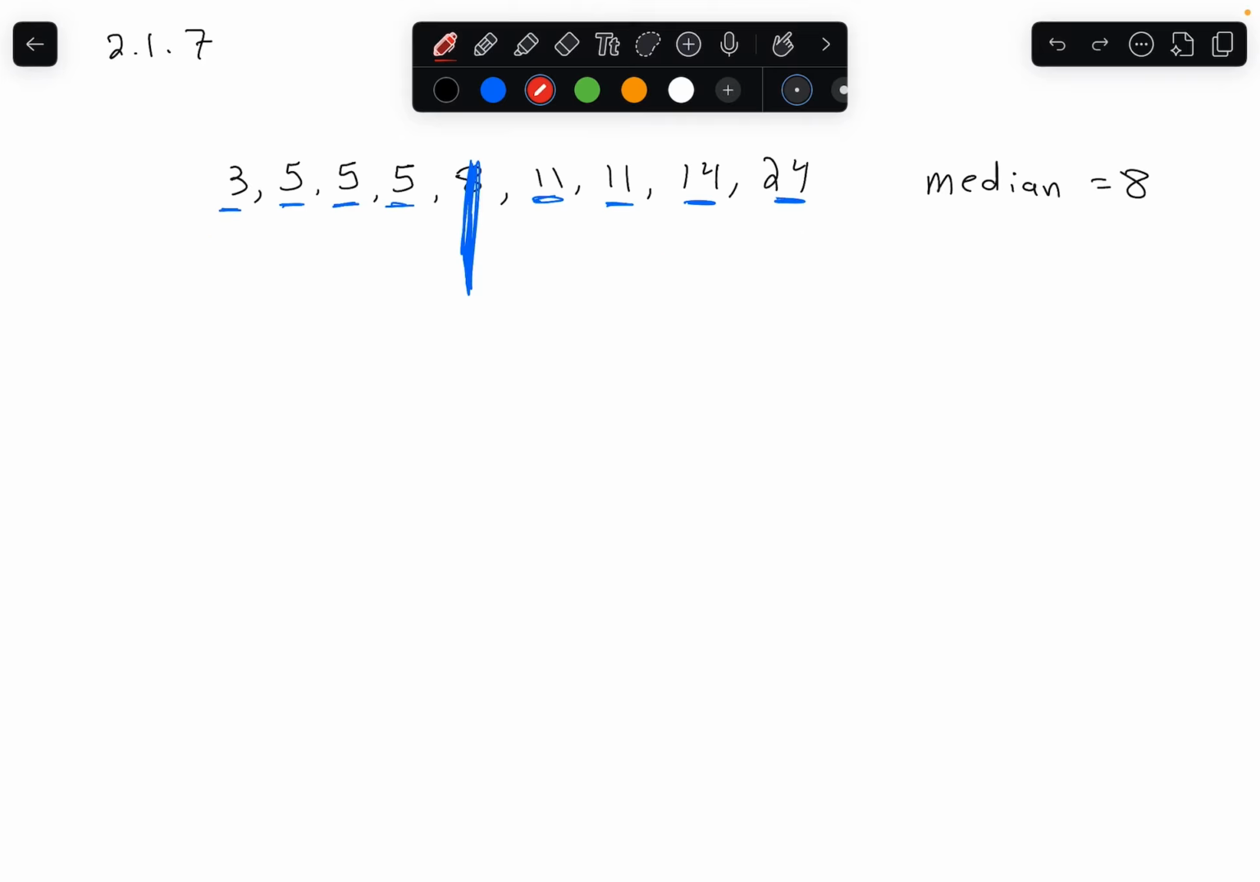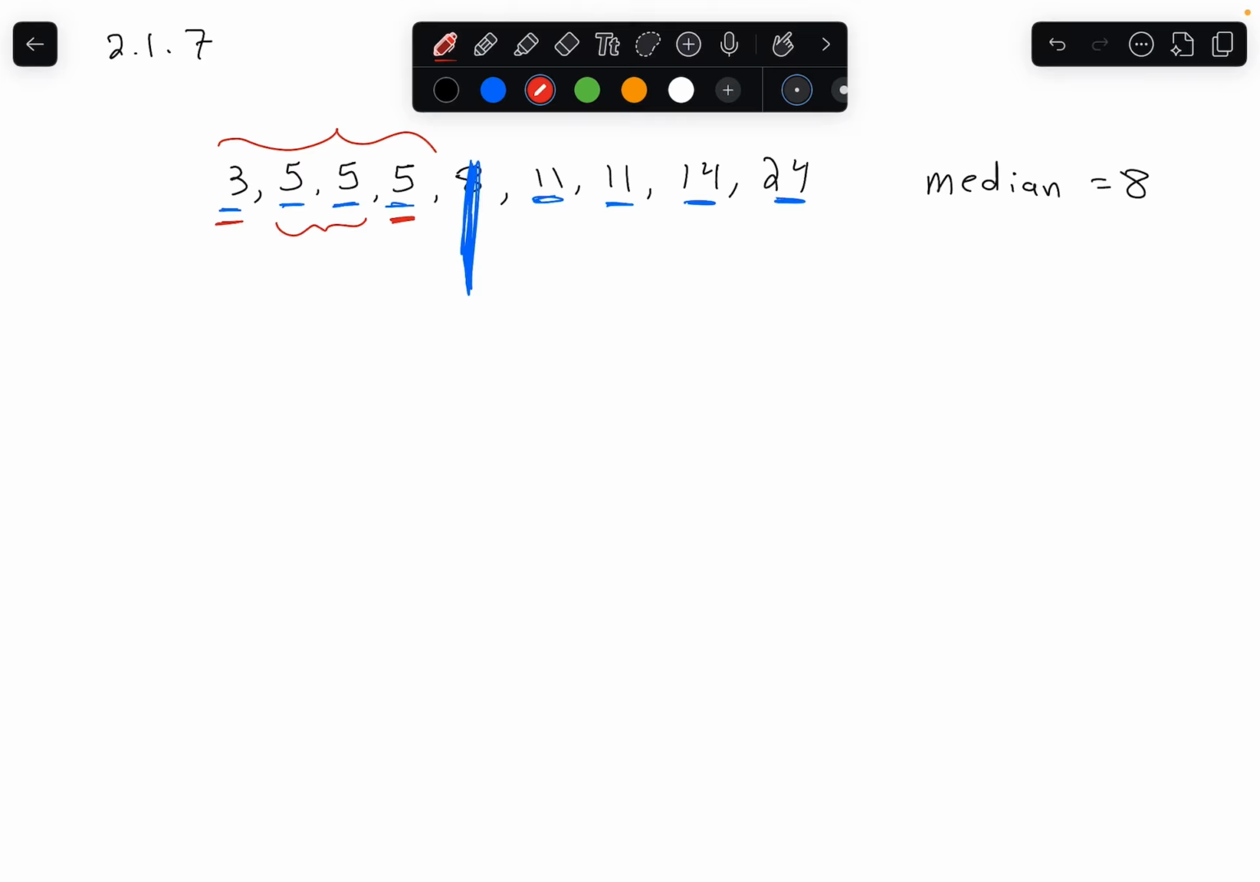So we'll start with the lower half, and essentially I'm going to be looking at this set of numbers, 3, 5, 5, 5, and I'm going to find the median of this set of numbers. So I'm going to basically do the same thing that I just did. I'm going to get rid of the lowest number and the greatest number. Now in this case, I ended up with two numbers in the middle, which are 5 and 5.